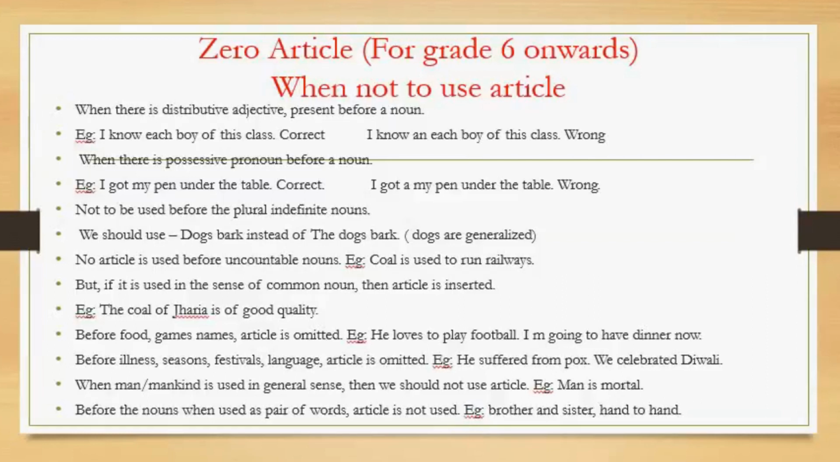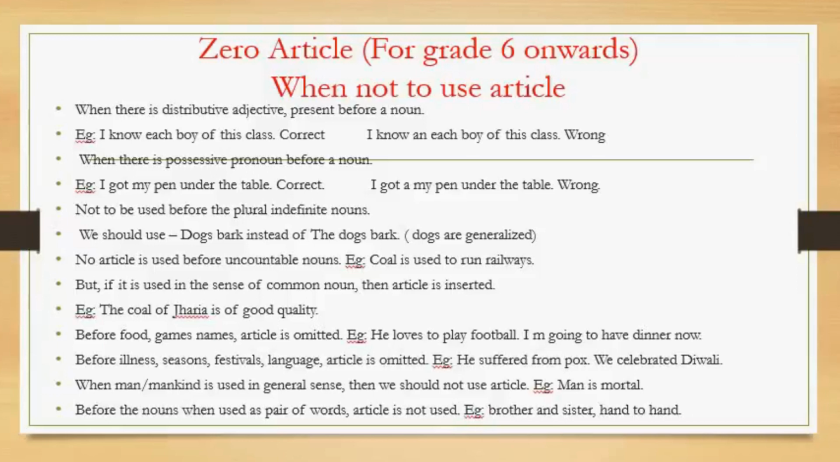When there is a possessive pronoun before a noun, we should not use an article. I got my pen under the table. This is correct. It's very clear that the pen which belongs to me, I got it under the table. I got my the pen under the table, it's wrong.